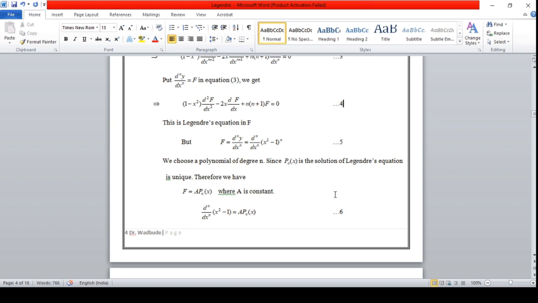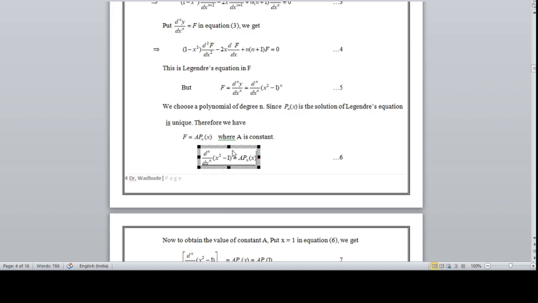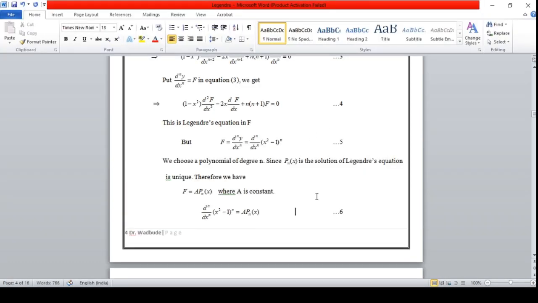Therefore we have f is equal to a P_n(x). A is the constant. Substitute the value of d^n/dx^n into (x² − 1)^n. Here again this is the power, here the power is n. This is equation 6: f = a P_n(x).